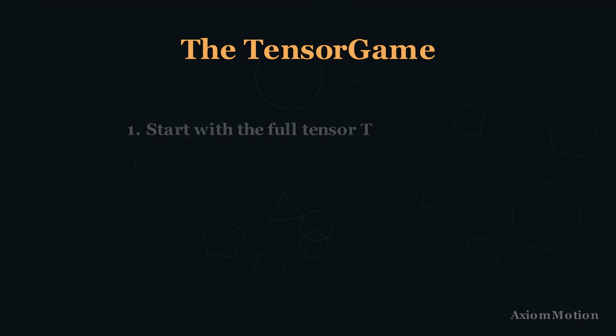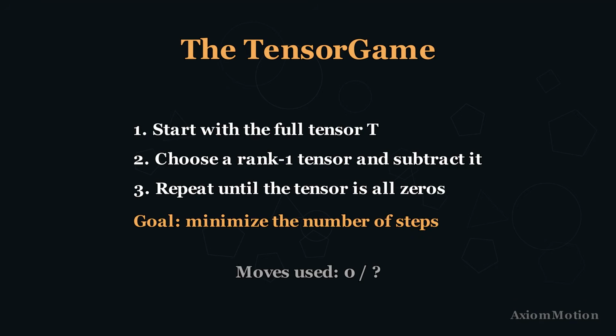DeepMind turned this into a game. Start with the full tensor. At each step, choose a rank 1 tensor and subtract it. Your goal? Reduce the entire tensor to 0 in as few steps as possible. They called it the tensor game.